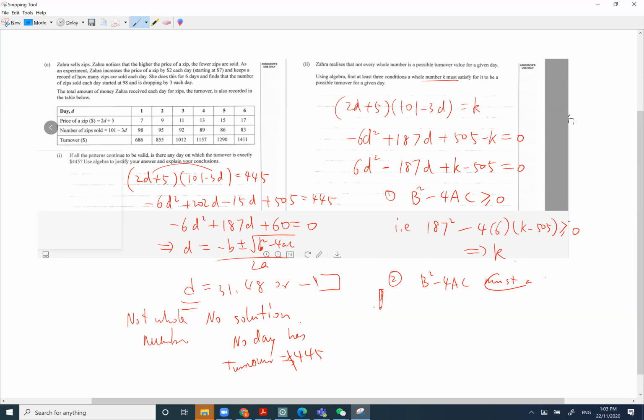Or we can say this one must be rational. You can square root it. The third one.